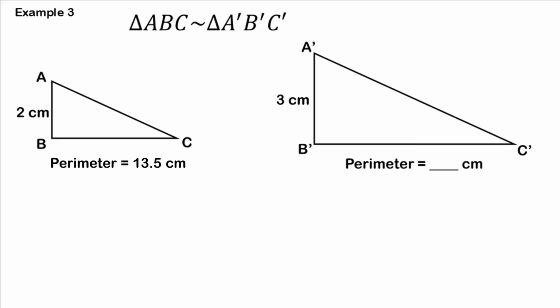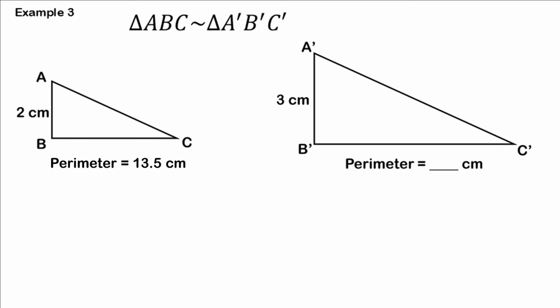Example 3 starts out with the similarity statement that says triangle ABC is similar to triangle A prime, B prime, C prime. What that means is that triangle ABC is the pre-image and triangle A prime, B prime, C prime is the image. What they're asking us to find is the perimeter of triangle A prime, B prime, C prime, which normally would be easy. A triangle has 3 line segments. If we know the length of all 3 line segments and add them together, we will know the perimeter.